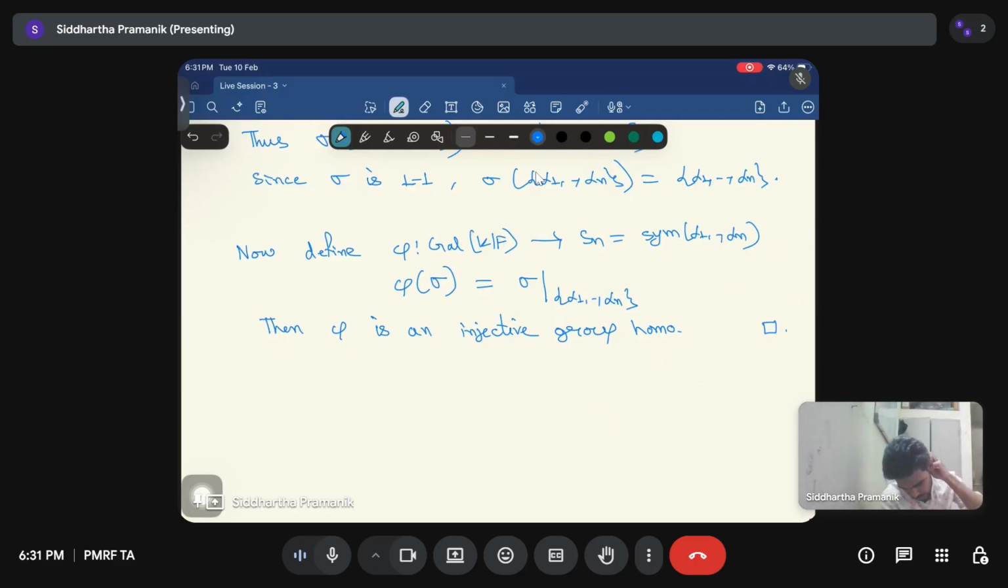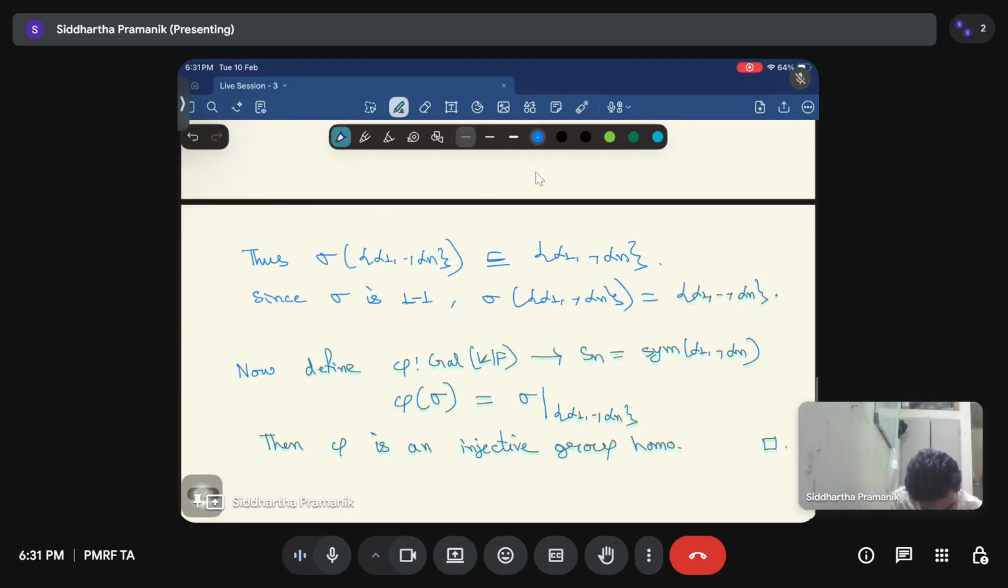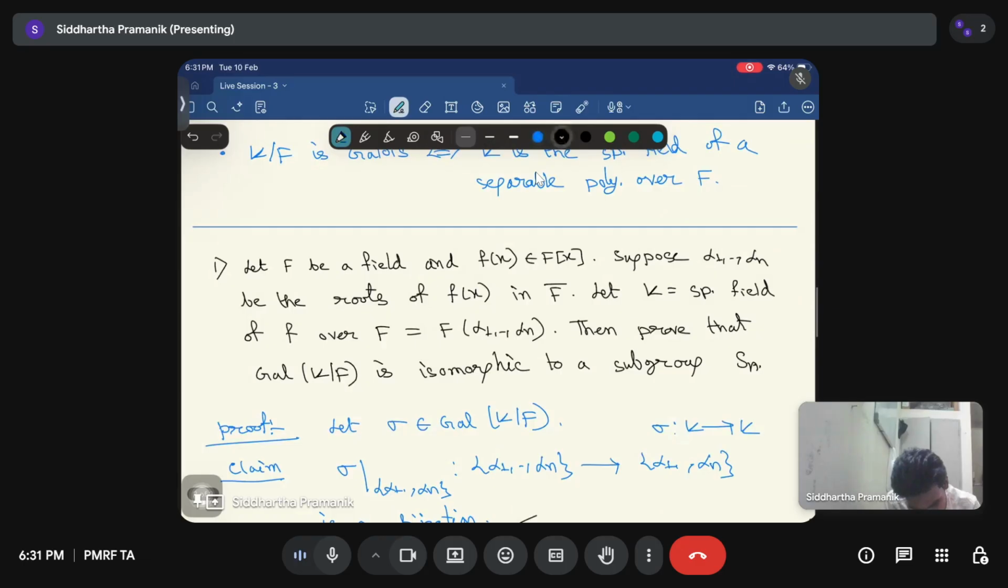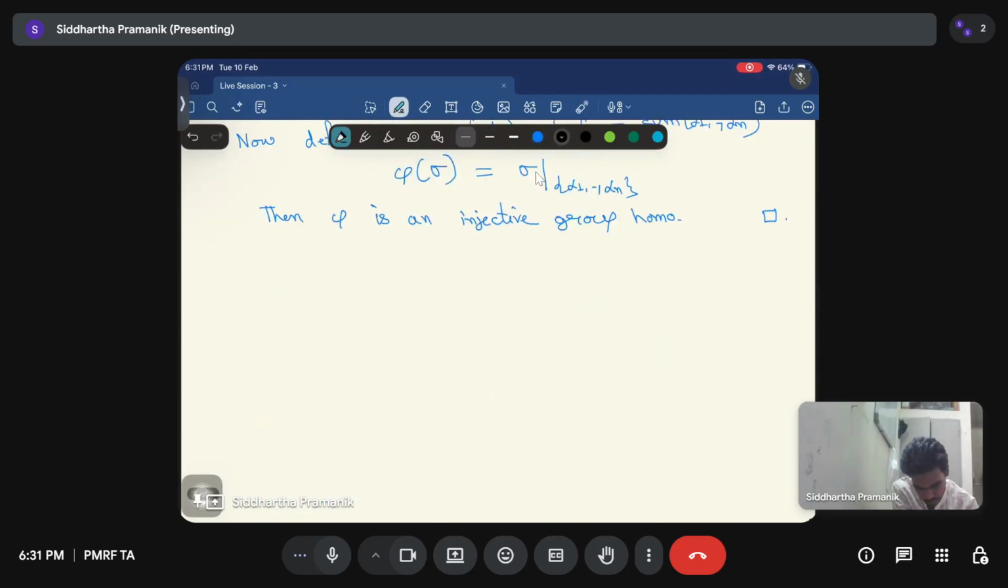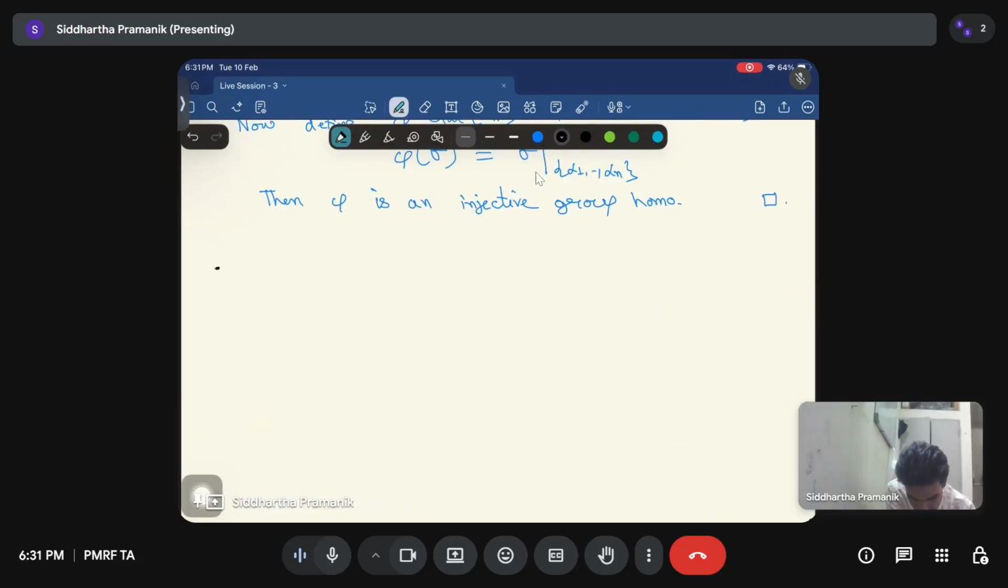Now, so the Galois group has to be a subgroup of Sn. So from this, one can immediately say something about the order of the Galois group. So let me put that as a remark.